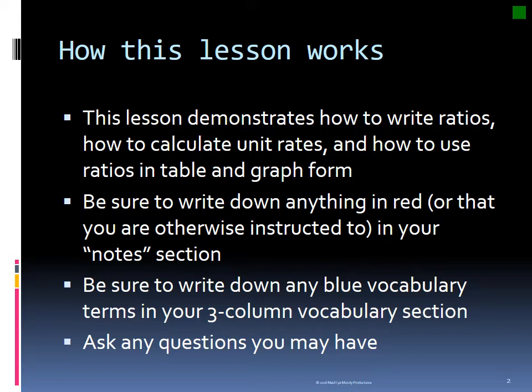Make sure that you write down anything in red or anything that you are otherwise instructed to, like charts and graphs, in your notes section. Also be sure to write down any blue vocabulary terms that you see in your 3-column vocabulary section. And of course, be sure to ask any questions that you might have.